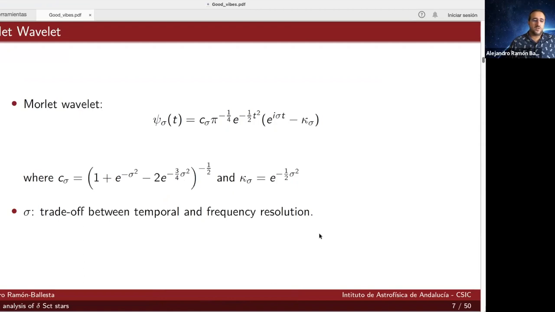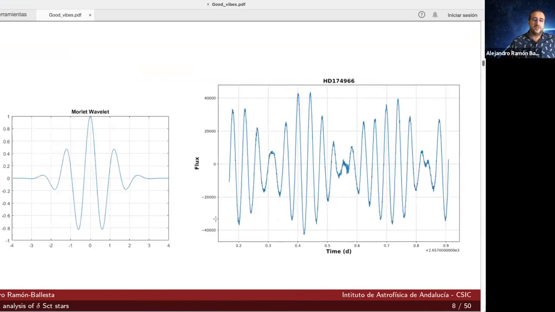With higher sigmas, we get better frequency resolution at the cost of losing temporal resolution, and on the contrary, with lower sigmas, we would get better temporal resolution, but in the end, we will lose the frequency resolution. As we said, the model wavelet should be similar to the signal we want to analyze, and if we compare the shapes of the Morlet wavelet and a light curve, we can see that they look quite alike. So again, we think this is a good choice.